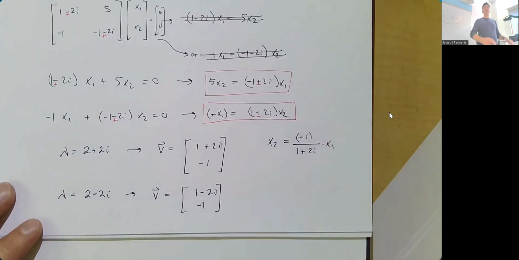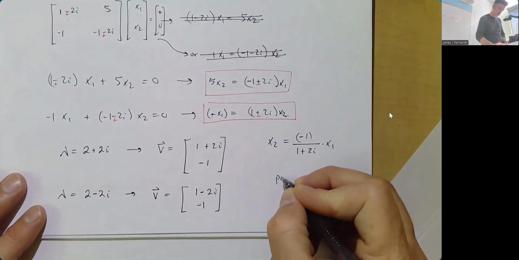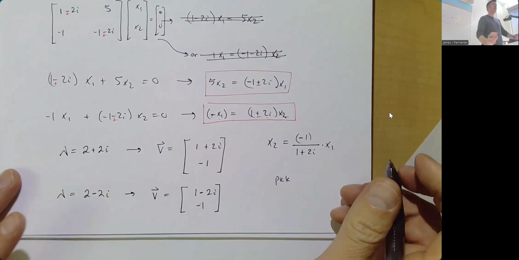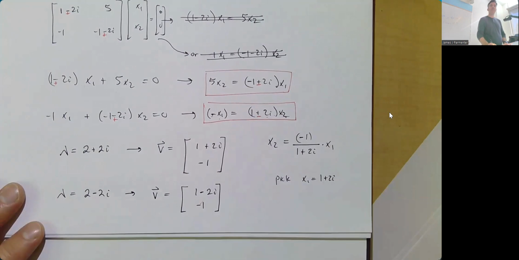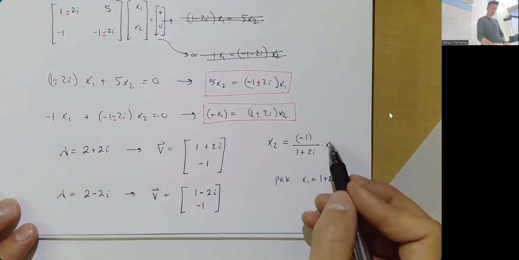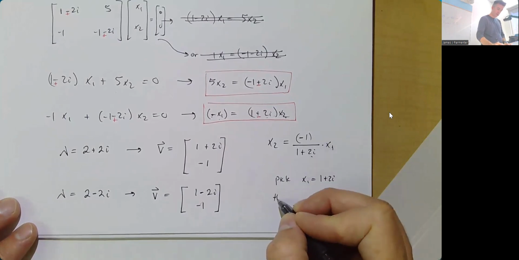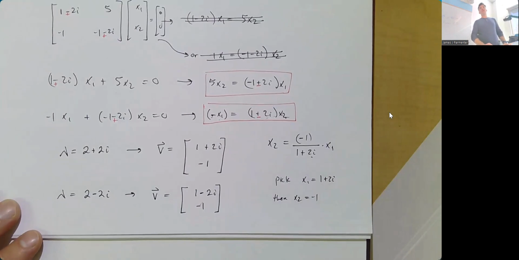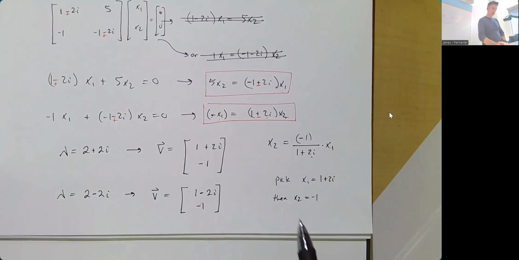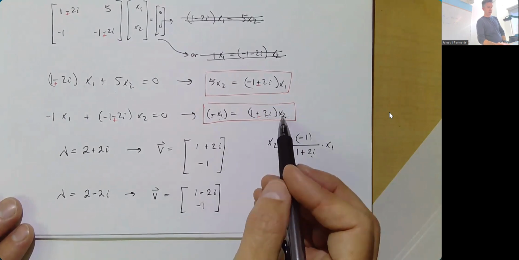And the idea is, what are you going to pick for x1? Well, I can't pick 0. Remember, you can't pick 0, 0. I'm going to pick x1 equal to 1 plus 2i. And if x1 is 1 plus 2i, then 1 plus 2i times -1 over 1 plus 2i gives me an x2 of -1. But really, what we're doing here is just saying you can pick anything you want. So pick the easy choice. Go back over here and say, okay, if x1 is that coefficient, then x2 has to be that coefficient.